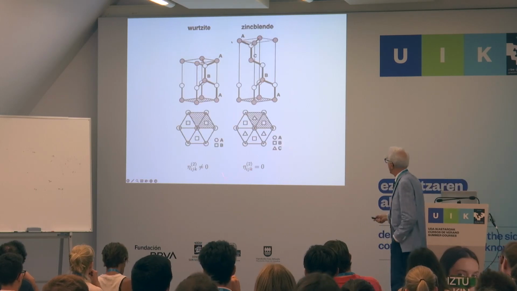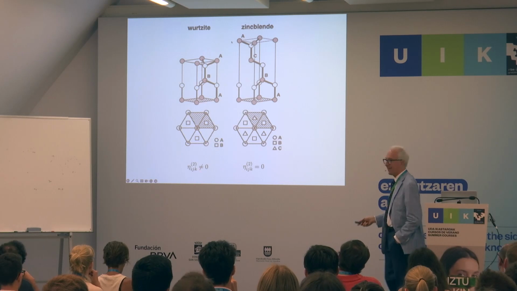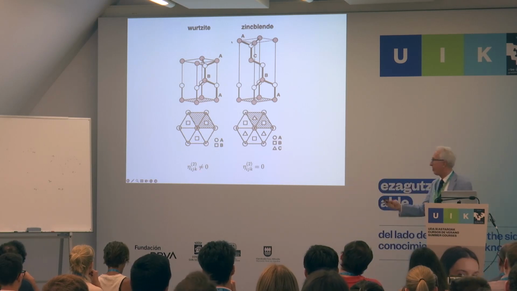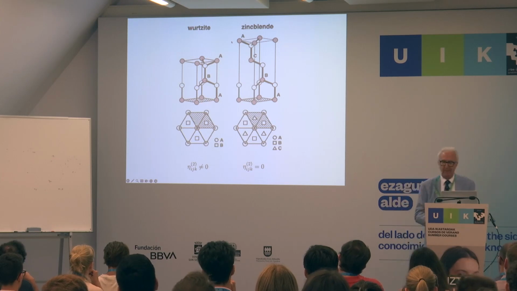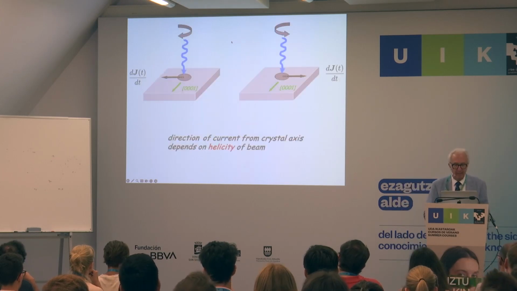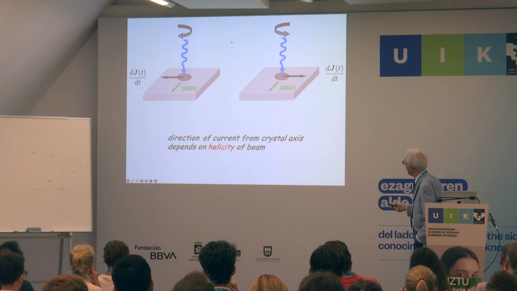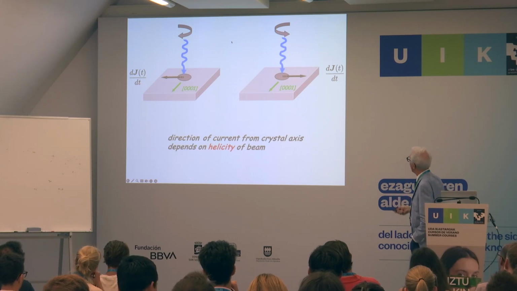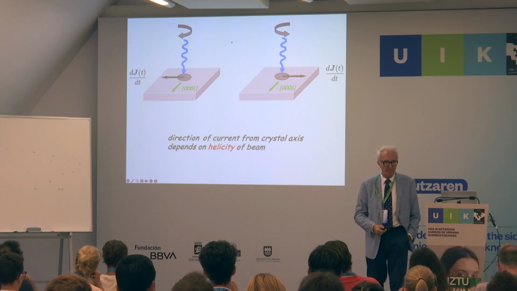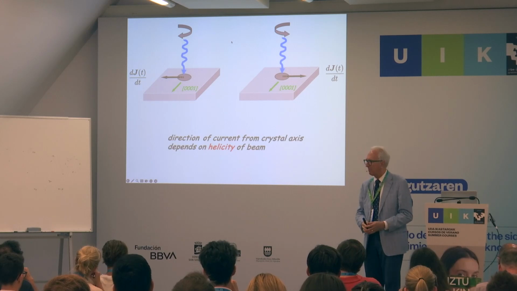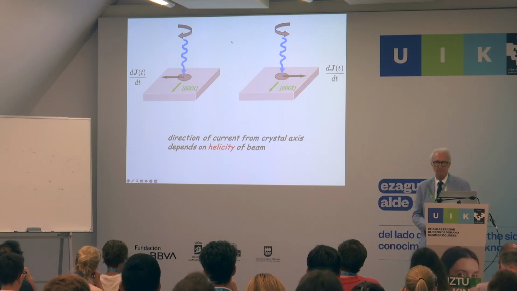But eta 2 is 0 for the zinc blende form, but it's non-zero for the Wurtzite form. So depending on the crystal structure, you can get injection current or not. If you do get it, the direction of the current depends on the helicity of the beam. So you get a dj/dt that will be positive or negative depending on whether you have right or left-handed circular polarization. This is the simplest case. It can get more complicated depending on which crystal face you're using.